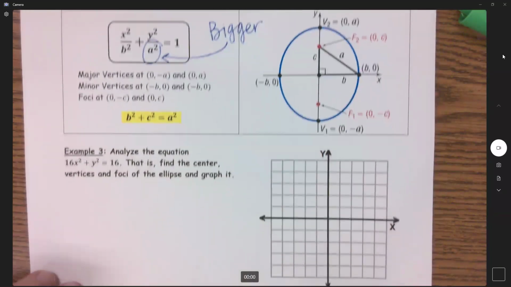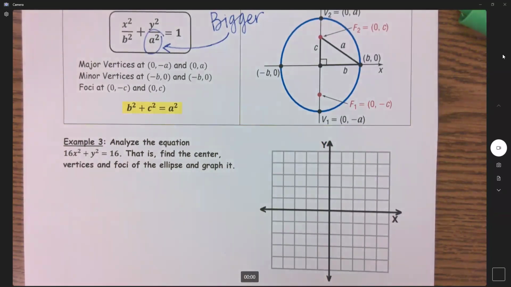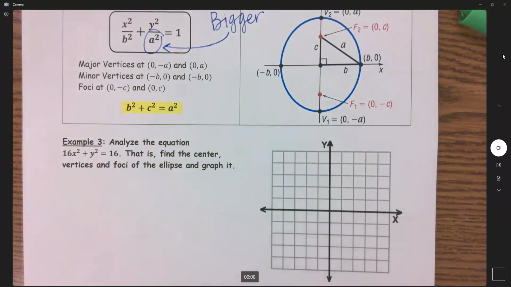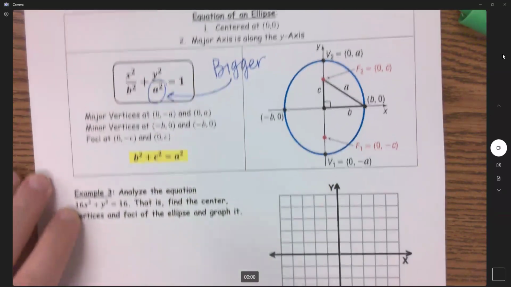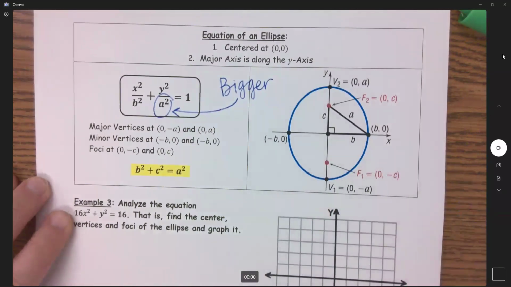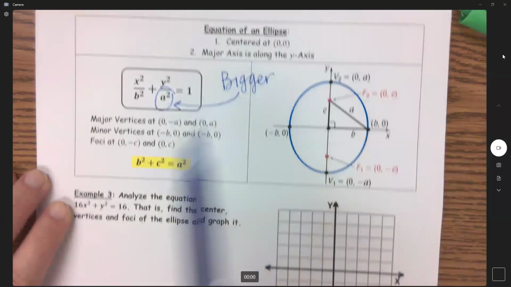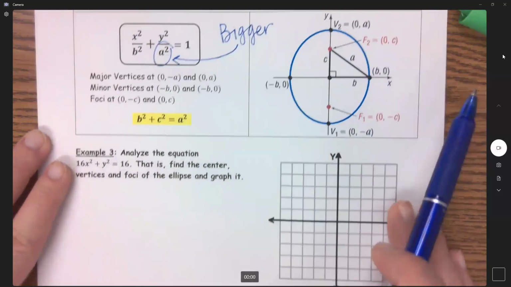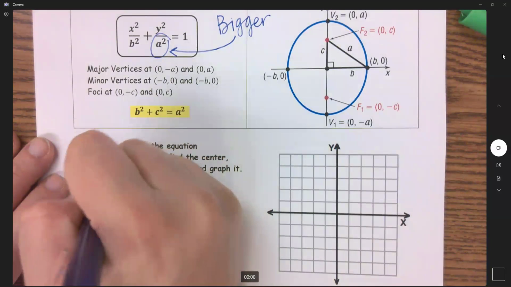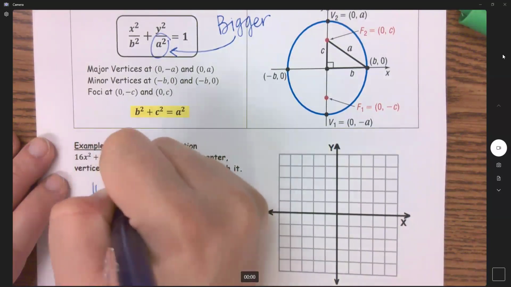Okay, so let's try this. Analyze the equation, that is, again, find the center, the vertices, and the foci. So this is not in the correct form. We explained when we are comparing our two equations that these always need to equal 1. So because this equals 16, we need to rewrite it. So let me just rewrite this here.